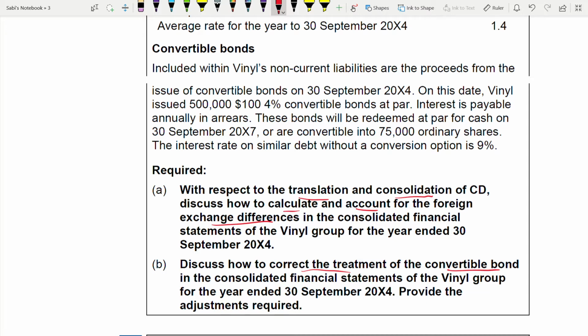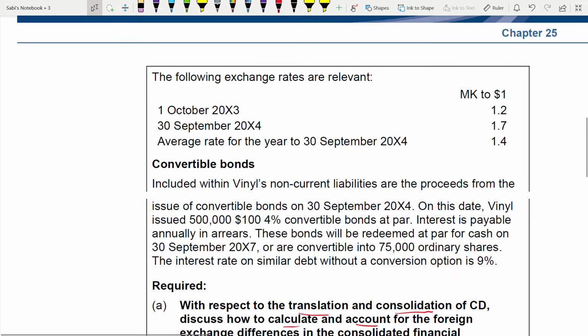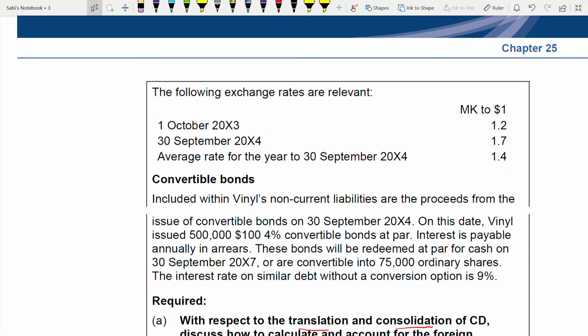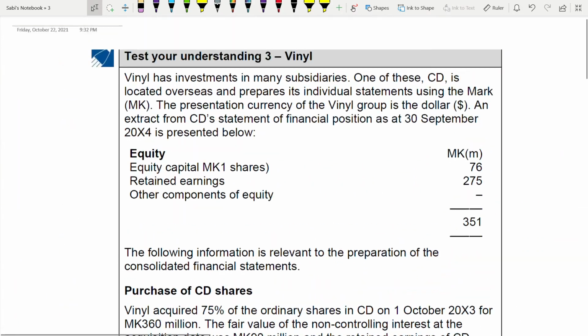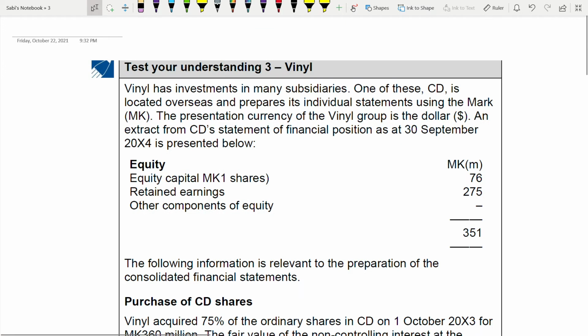Any adjustments are required. Now you can do this question in any order. First convertible bond or this or that. But first we are going to cover part A, exchange differences.